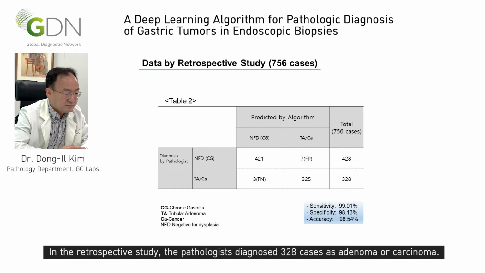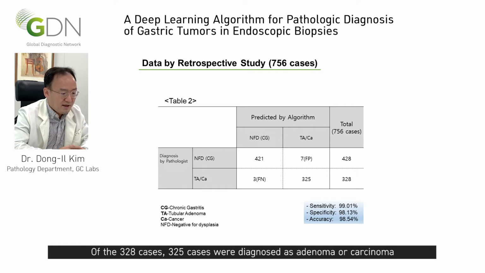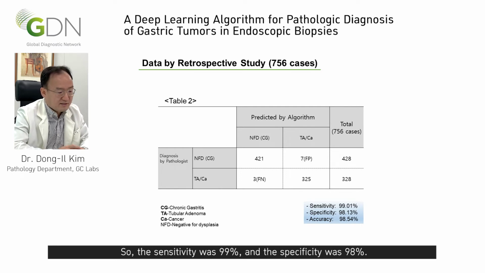In the retrospective study, the pathologist diagnosed 328 cases as adenoma or carcinoma. Of the 328 cases, 325 cases were diagnosed as adenoma or carcinoma by the algorithm as well, while 3 cases were not. So the sensitivity was 99% and the specificity was 98%.